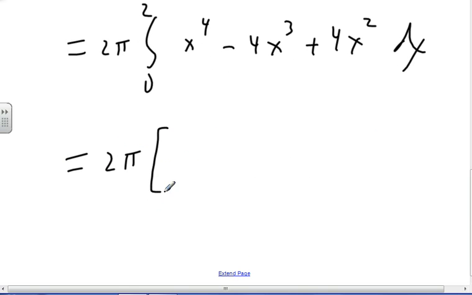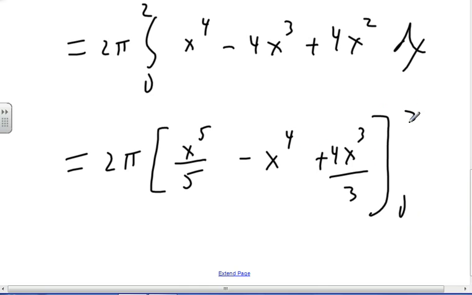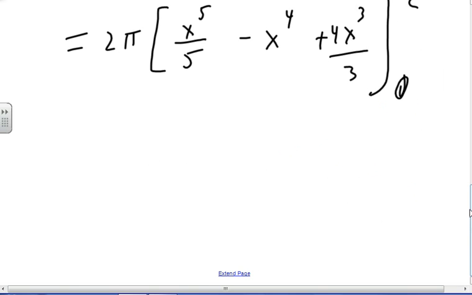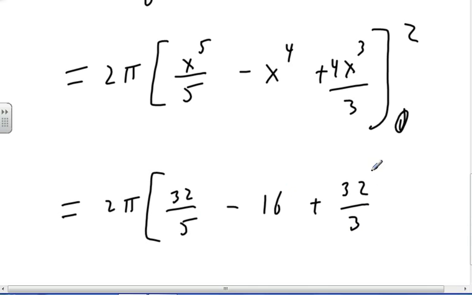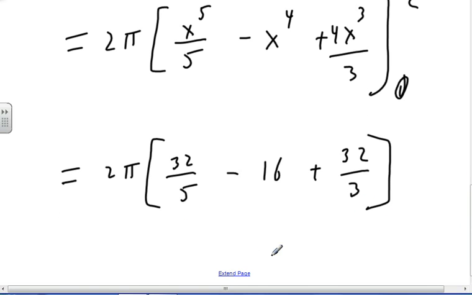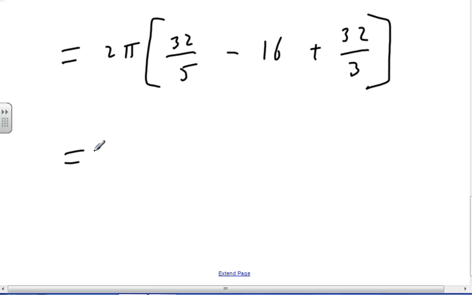2 pi x to the 5th over 5 minus x to the 4th plus 4x cubed over 3, evaluated at 0 and 2. When I put in the 0, that's going to be good because it's always 0. So I'm going to have 2 pi, 32 over 5 minus 16 plus, what's 8 times 4? 32? 32 over 3. Oh, bummer. Common denominator is 15.